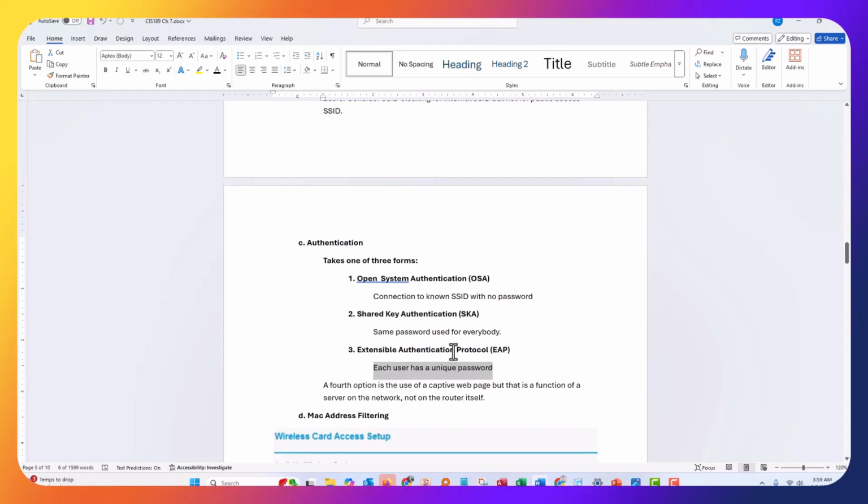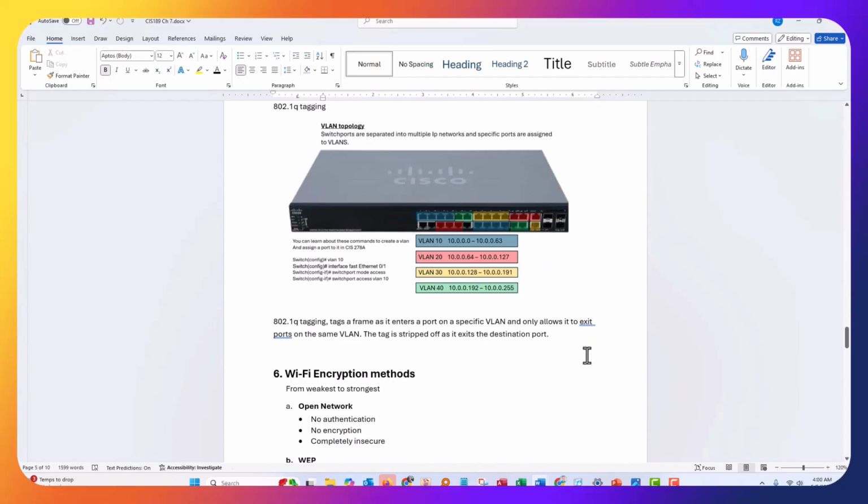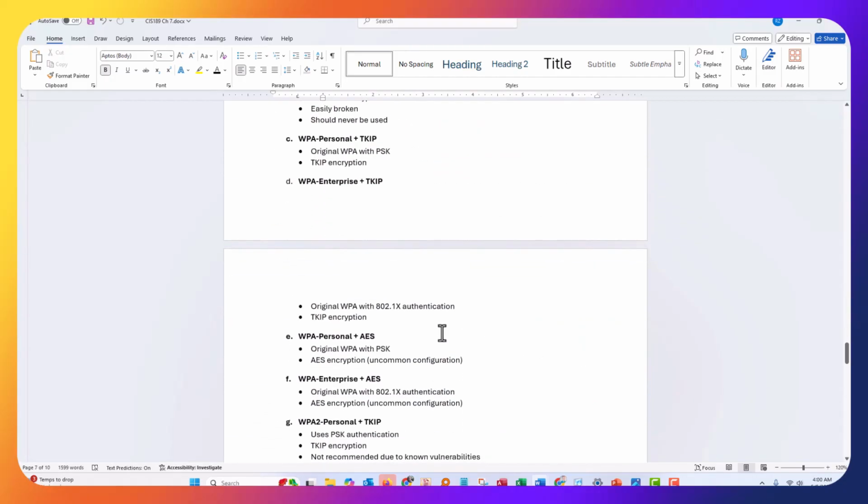Now, in order to pull that off, again, you would need a server that's called an 802.1x or RADIUS server that allows each person to have a unique ID and password in a database. Those are typically not on the systems themselves, on the routers themselves. You need a separate server in order to pull that off. So that is the difference between personal and enterprise.